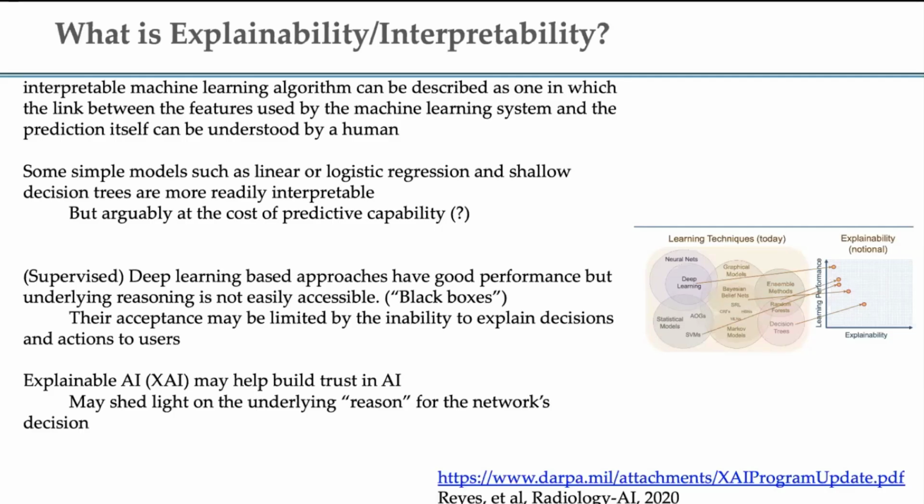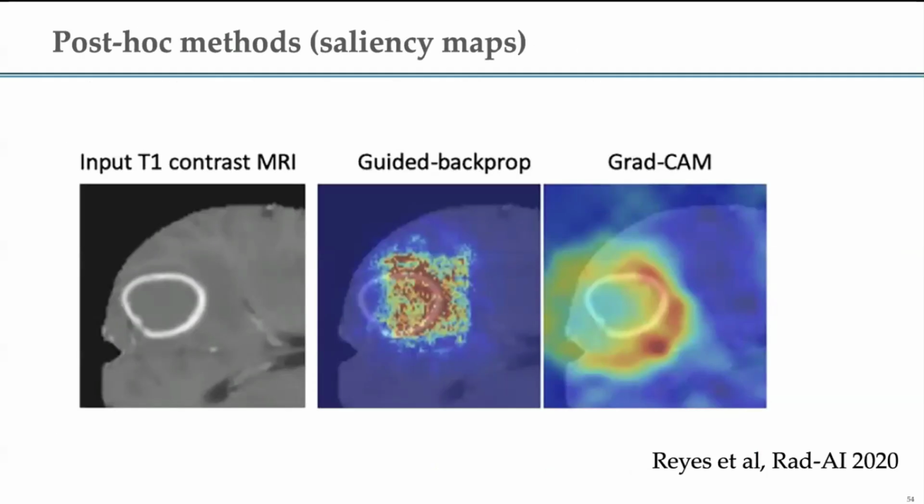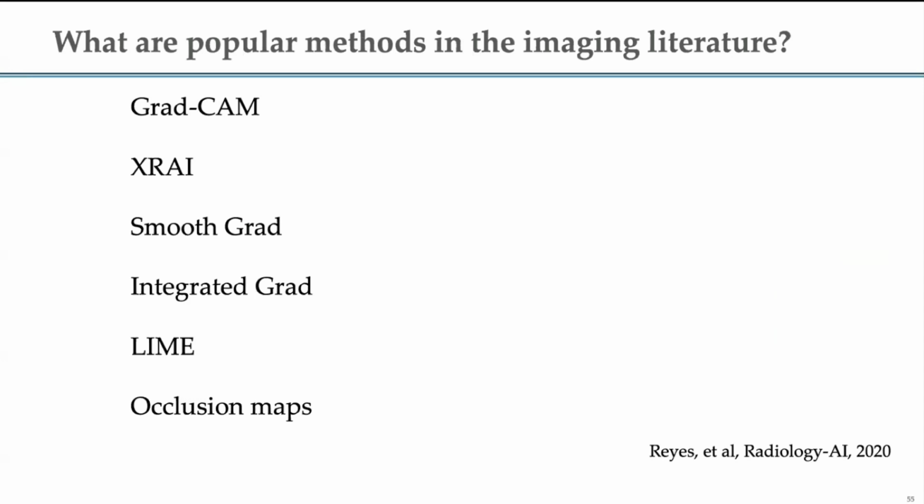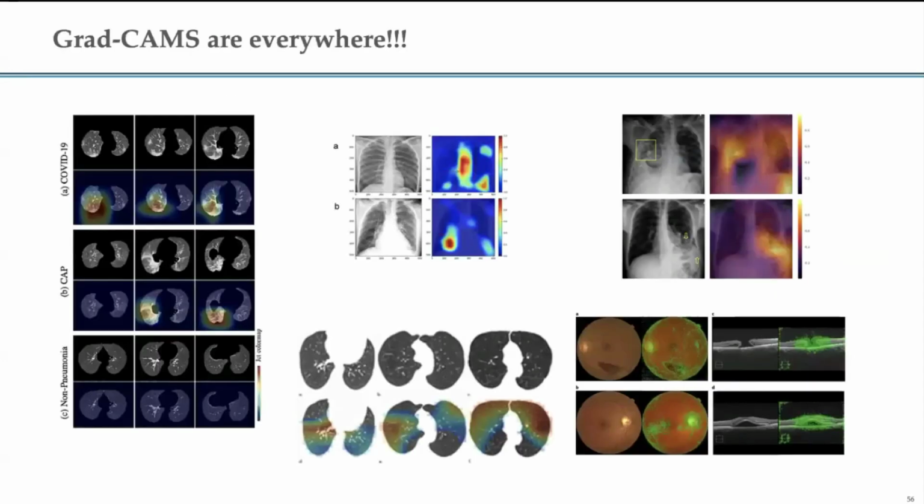On the other hand, it is obviously desirable to have algorithms that are more inherently explainable. There's a lot of work that we've seen of late on post-hoc saliency map methods. GradCam is a very popular one, but there are many others, and here's a small list of them. In the medical literature, you'll be hard pressed to find a paper on a classification network that does not have a GradCam, whether it's radiology or ophthalmology and elsewhere.